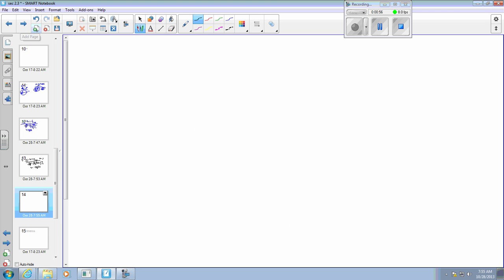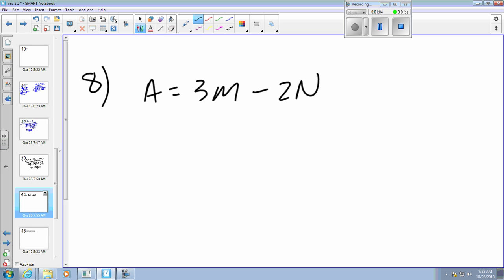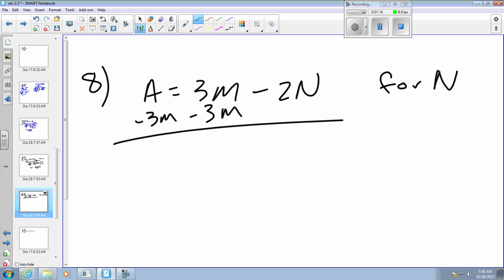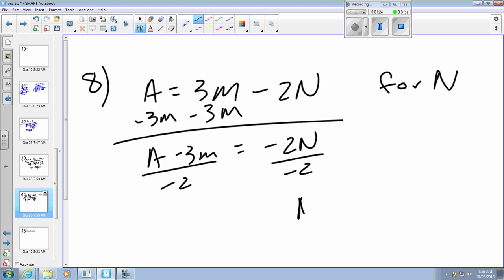For number 8, our equation is a equals 3m minus 2n. And we're going to solve that for n. First thing I'm going to do is subtract 3m from both sides. And I get a minus 3m equals negative 2n. Divide by negative 2, divide by negative 2. So I get n by itself.